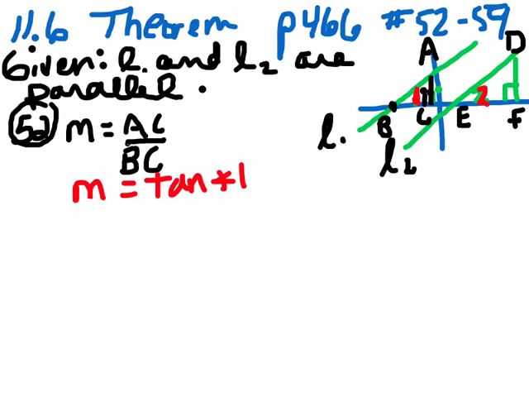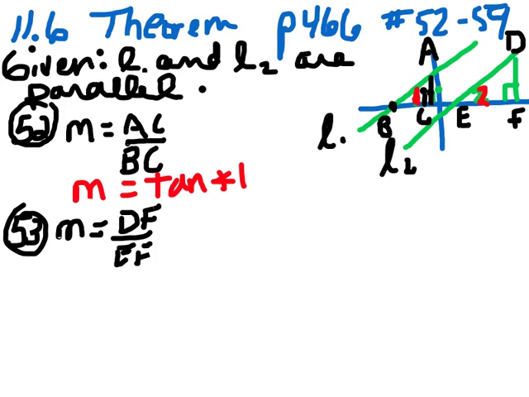Now, 53 says, what is the slope of L2? If we follow along this same thought, you'll notice down on the bottom that they write the slope of line 2 is the rise DF over the run EF. But again, that's not what they want here. They'll bring that up on step 59. What they really want here is for us to notice that the slope is the tangent of angle 2.